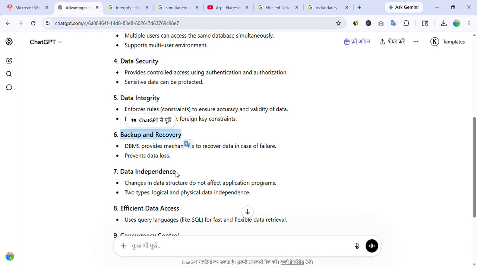Sixth one is backup and recovery. Suppose you are writing 80 pages of your notes over 3 months, and your laptop just crashes for some reason, and now you cannot recover the data because the shopkeeper says we need to reset the laptop.